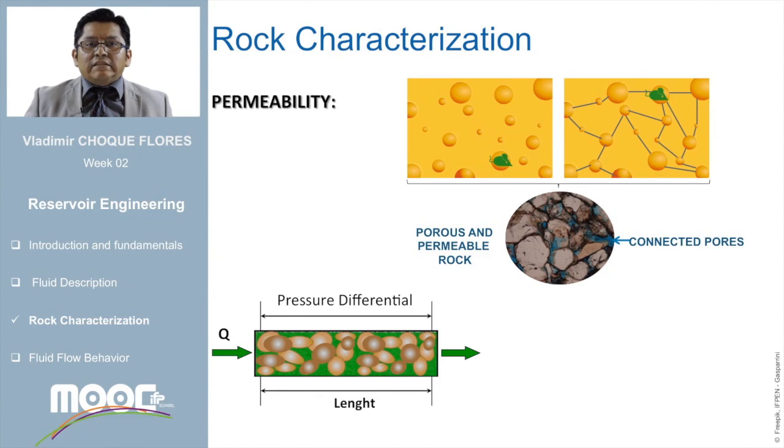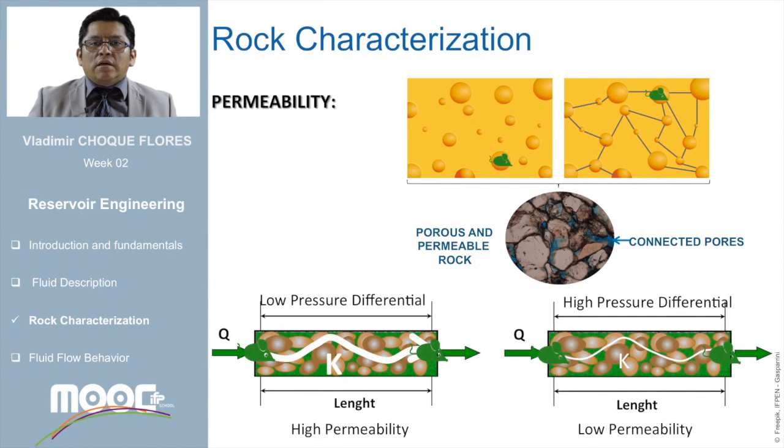Since the permeability characterizes the rock's ability to let any fluid move through the porous media, it means the pore connectivity. Therefore, if pores are not connected, the fluids contained in these unconnected pores cannot be produced. The higher the permeability, the lower the pressure differential in the porous media. This is represented in the figure by the thickness of the arrow K.